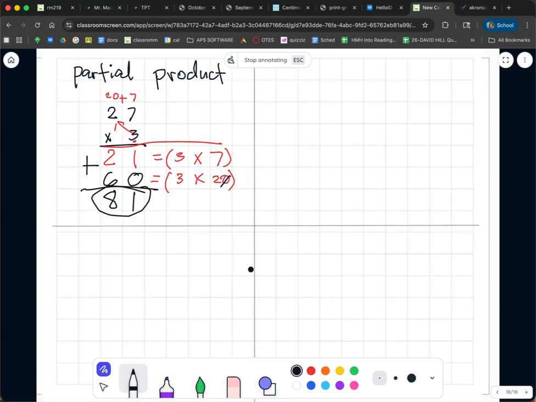Now, what if we have a 3-digit factor times a 1-digit factor? So let's go ahead and write another one right here. Let's just say we have, let's make it a little bigger, 534 times 4. Okay, so let's say it started like this.